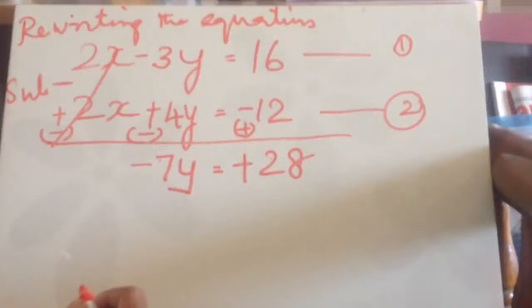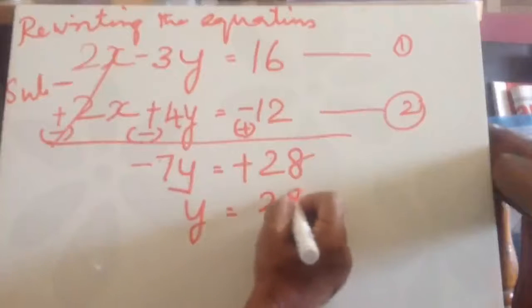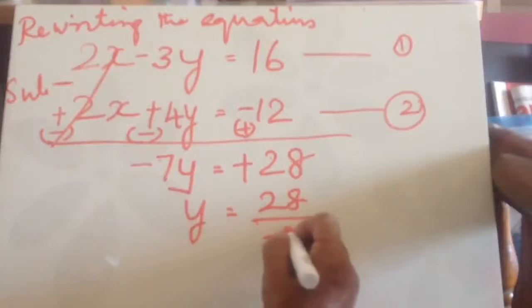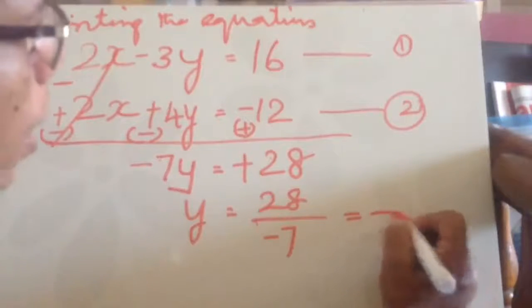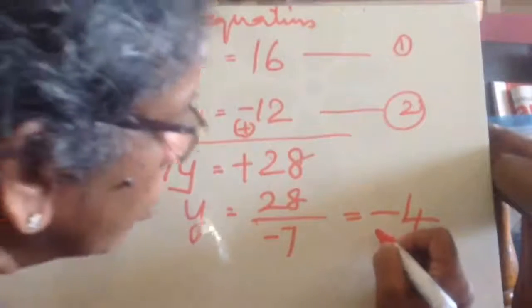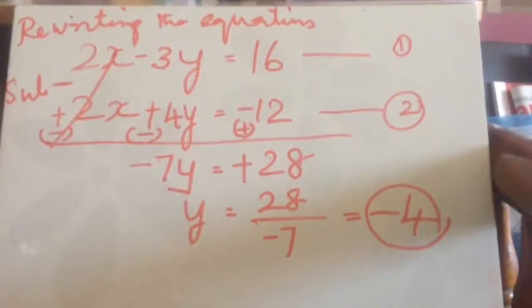Now can we find the value of y from this? So y is equal to 28 divided by minus 7. What is the answer now? It should be minus 4. Don't forget about the sign. So y you have found out as minus 4.